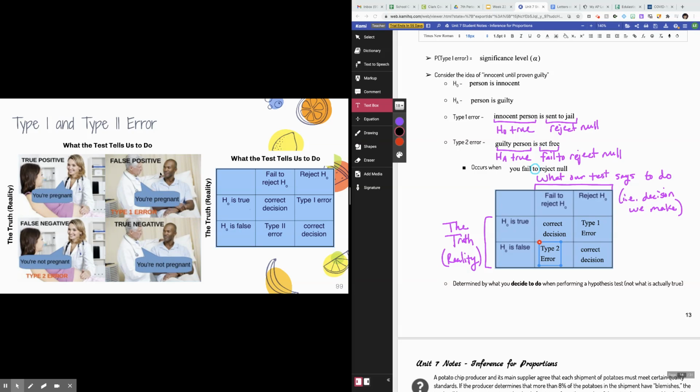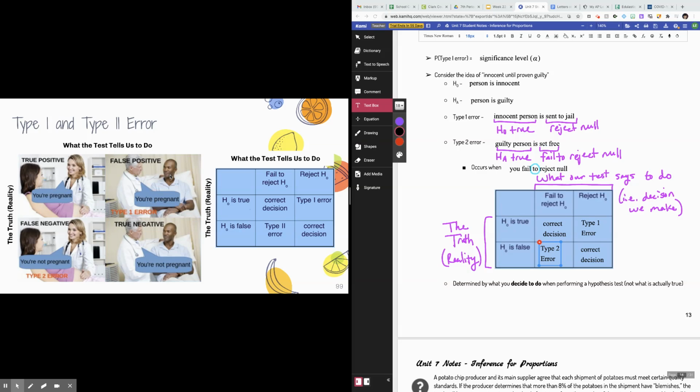But if you have a man who very obviously is not pregnant, so the reality is that he's not pregnant, but the test and the doctor say that he's pregnant, that's a type 1 error. If you have a woman who very obviously is pregnant in reality, but the doctor says you're not pregnant, and you make decisions based on what your test says, then you're going to end up with a type 2 error.